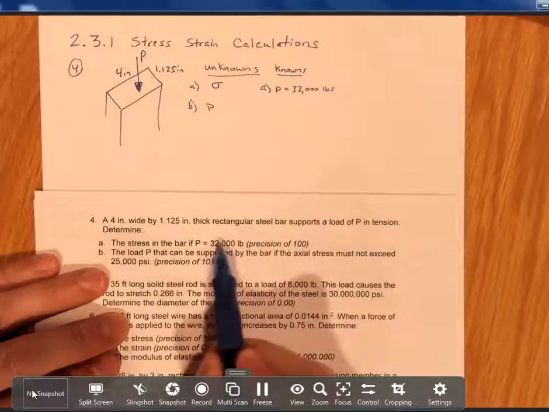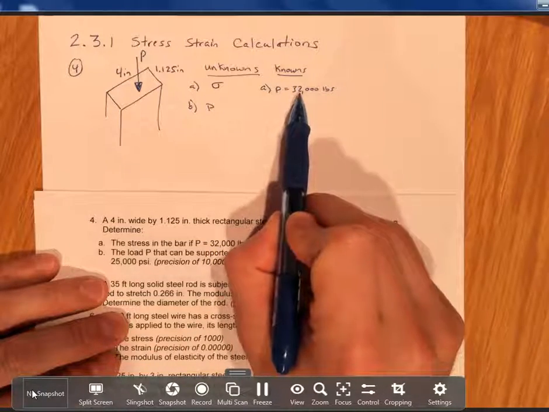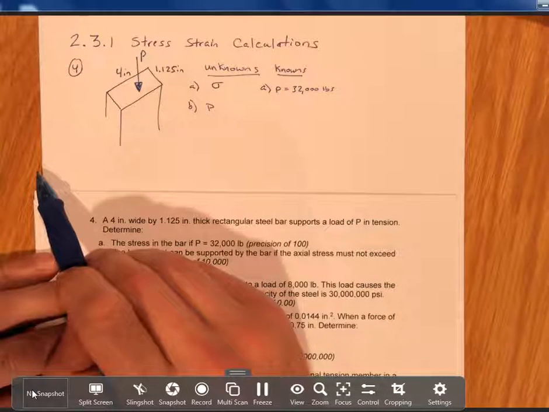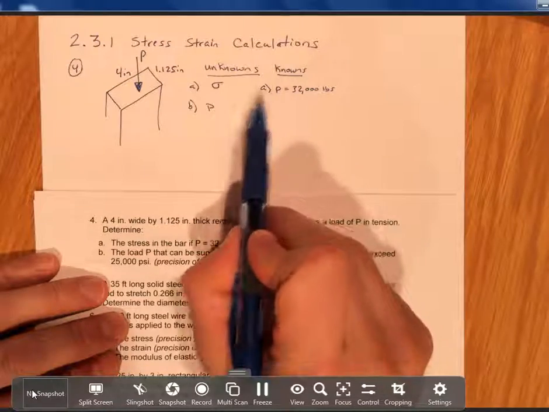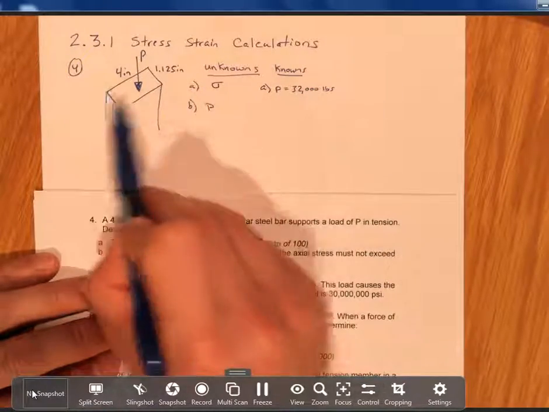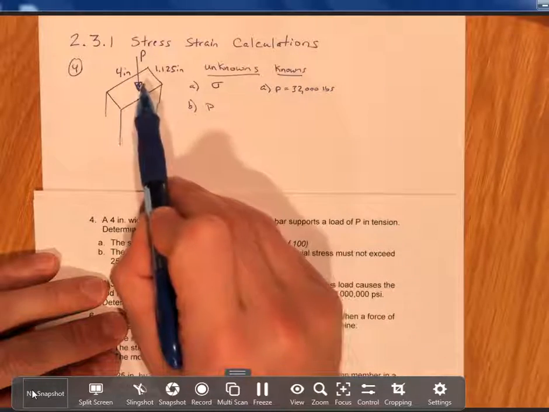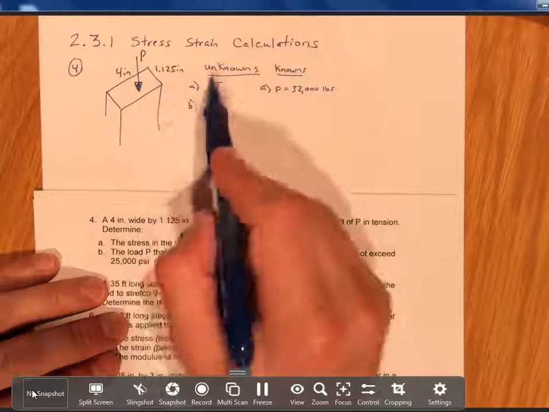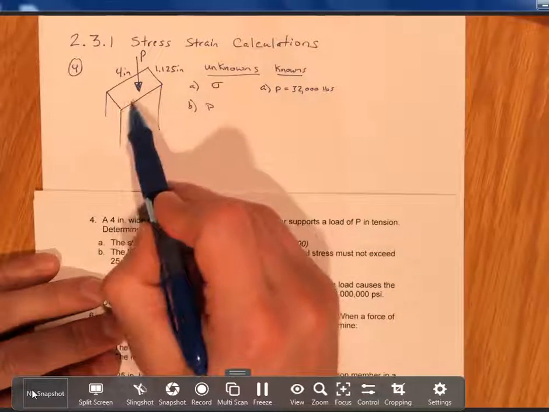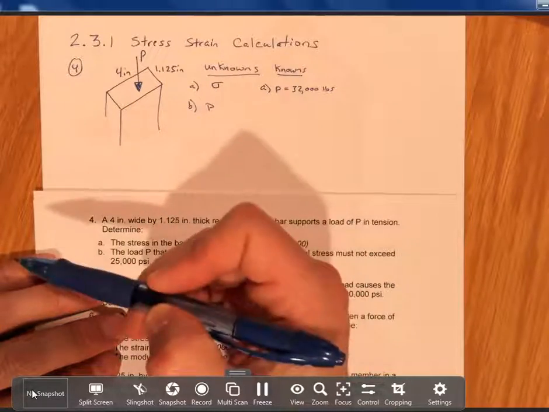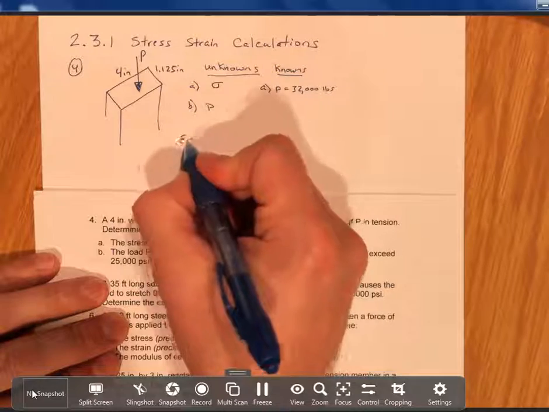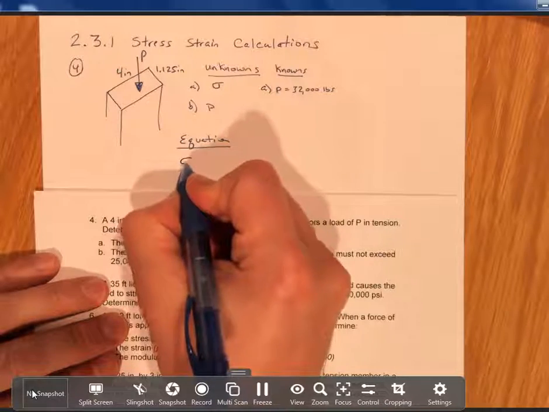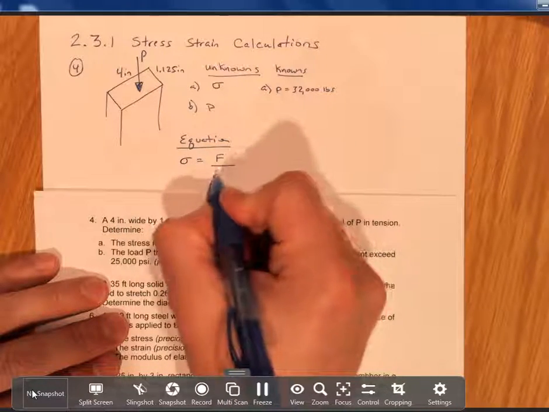Okay, so let's do A. I know that I have a force of 32,000 pounds. I know I want stress. So I need to find a formula that I can use that would relate the information that I know, a force, dimensions of this cross-section, which should lead to the area, the cross-sectional area, to help me find stress. So you may remember, so let's just write the equation, that stress is equal to the force divided by the cross-sectional area.